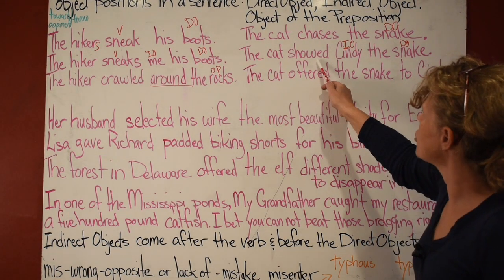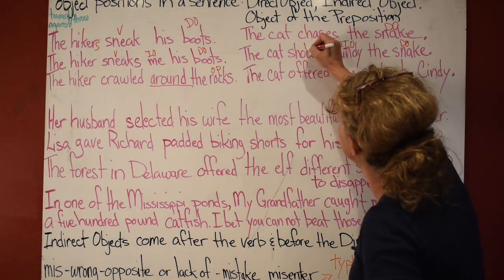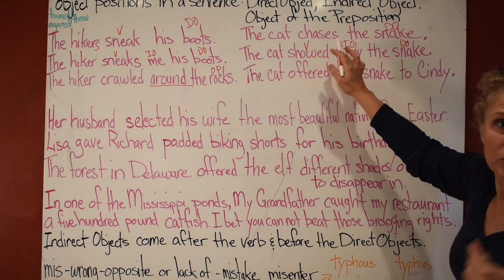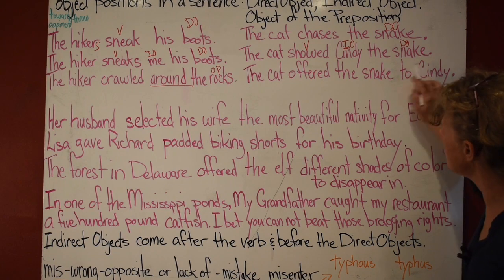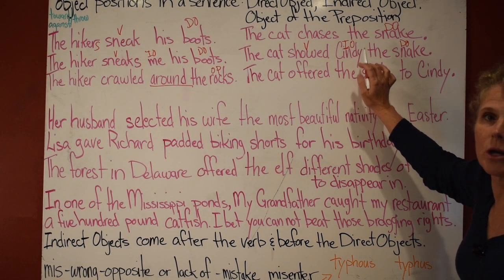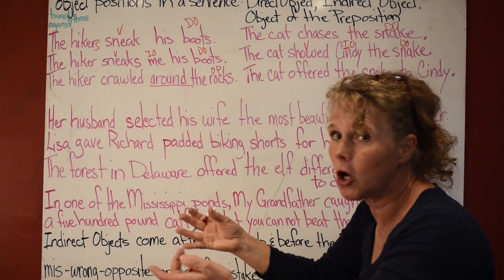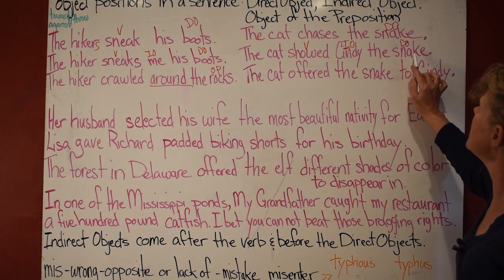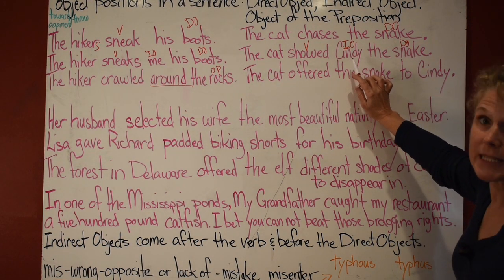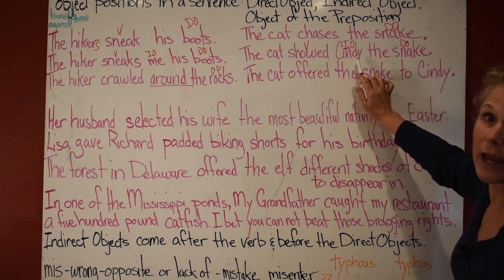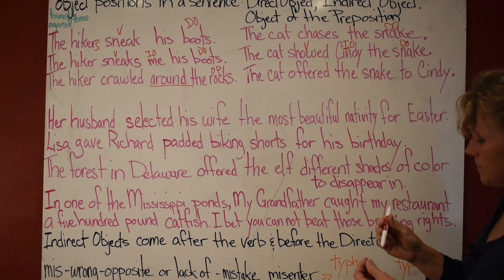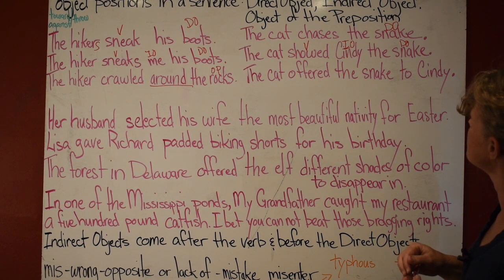So we have the cat showed, there's your verb, right? Well, what's being showed? The snake is being showed. We don't show Cindy. We're not showing Cindy. Cindy is being shown the snake. See how she's receiving the snake being showed? Does that make sense?